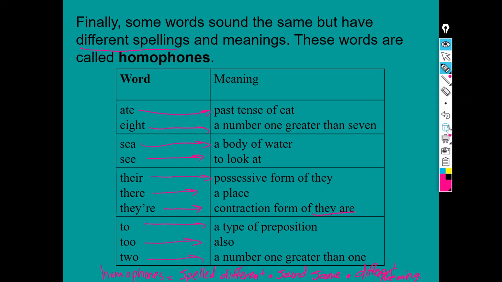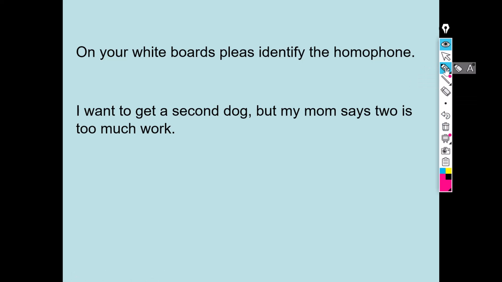So let's do one last little example. It says, find the homophones. I want to get a second dog, but my mom says two is too much work. There it is: two and too.